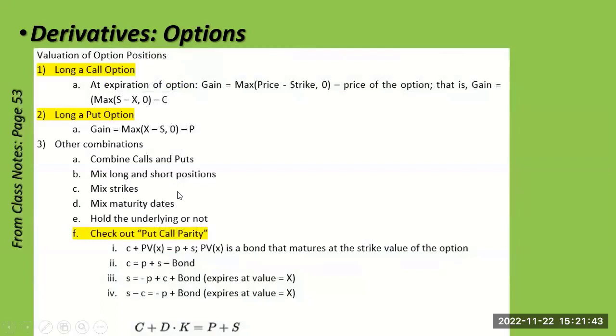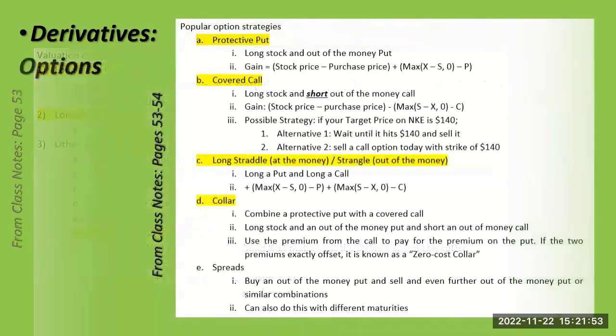All right, so where we're going to go from here is we're going to do basic calls and puts, and then we're going to do several strategies. The strategies on the exam we're going to do are a protected put, a covered call, a straddle or strangle, and a collar.